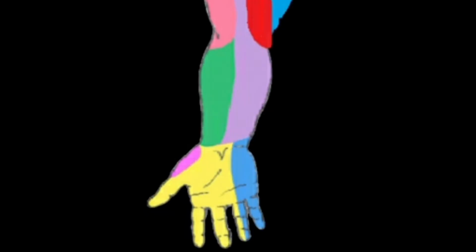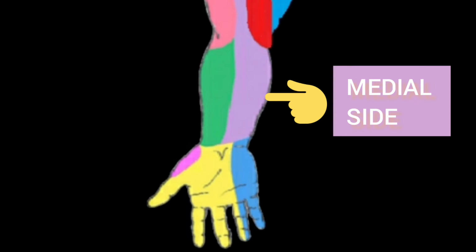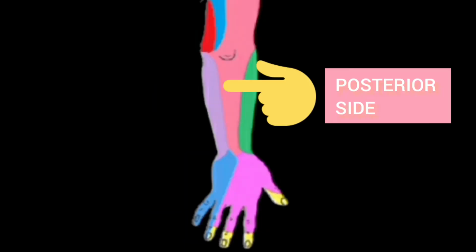Next we have the forearm. The forearm is subdivided into three parts: the medial side, the lateral side, and the posterior side. Let us look at the nerves which supply these three parts.